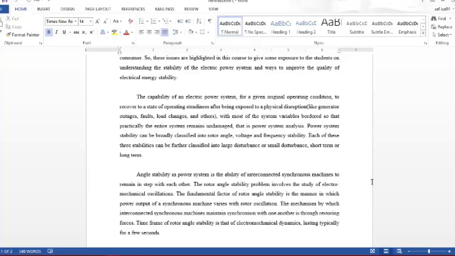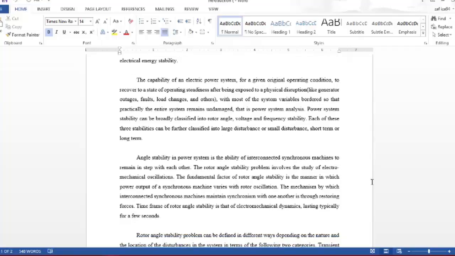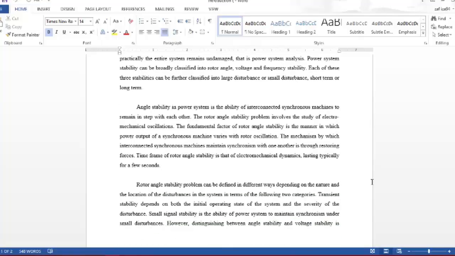Power system stability is the capability of an electric power system, for a given original operating condition, to recover to a state of operating steadiness after being exposed to a physical disruption like generator outages, faults, load changes and others, with most of the system variables bounded so that practically the entire system remains undamaged. That is power system analysis. Power system stability can be broadly classified into rotor angle, voltage and frequency stability. Each of these three stabilities can be further classified into large disturbance or small disturbance, short term or long term.